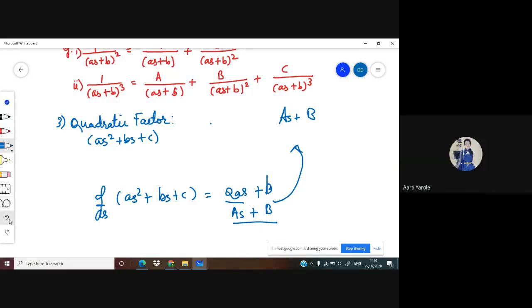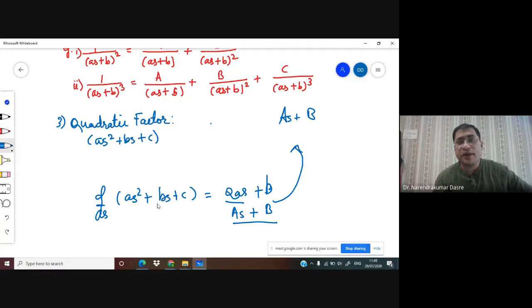Okay, so for quadratic factors, we'll have the numerator. Repeated quadratic factor, this method is not applicable.